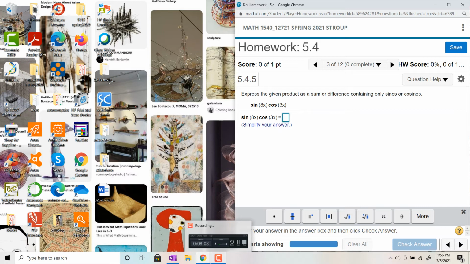So we want to expand this thing. Let's see. It's sine of 8x cosine of 3x. We want to rewrite it as a sum or a difference. So you're going to have to go to that first set of formulas that I gave you. And let me get back to my notes then.